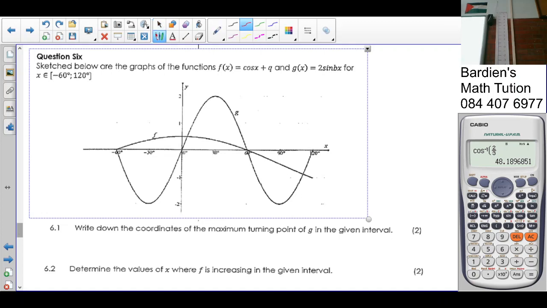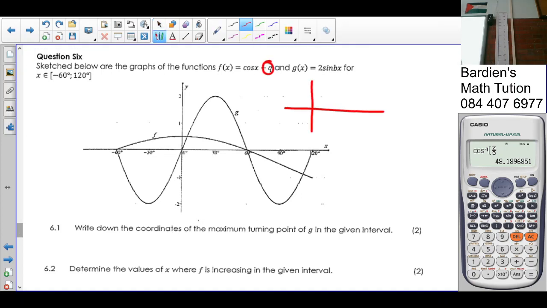If you're looking at q, q is the horizontal shift of the cos graph. This is your normal cos graph. Remember we went to 120, so that is 180 there, and this is 90, so 120 is approximately here. Cos x starts at the maximum, and move 1 unit up.